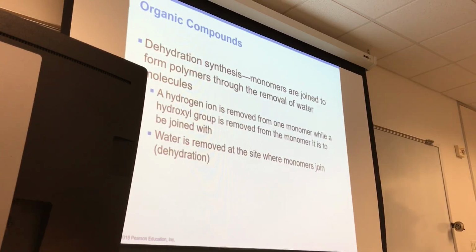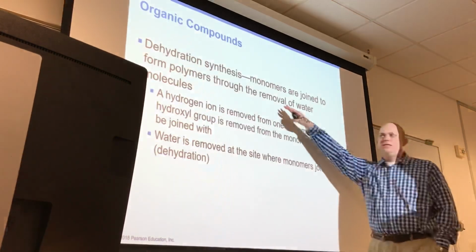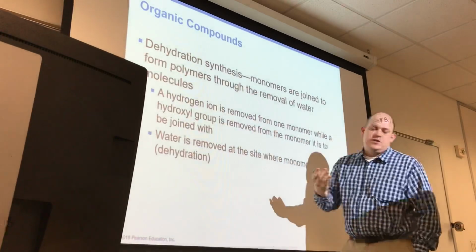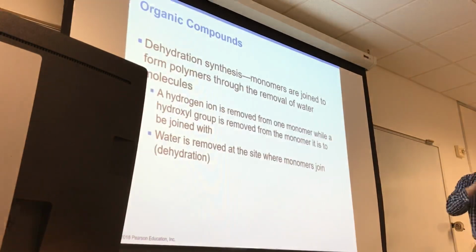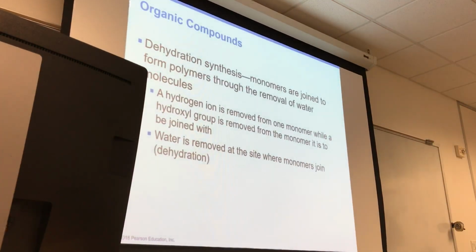The way that we ultimately create polymers is by using a process called dehydration synthesis, which, don't let these words scare you. Break them down. What does dehydration mean? If you're dehydrated, what are you lacking? Water. So take away water. What does synthesis mean? To make. So we make something by removing water. That's what dehydration synthesis means.